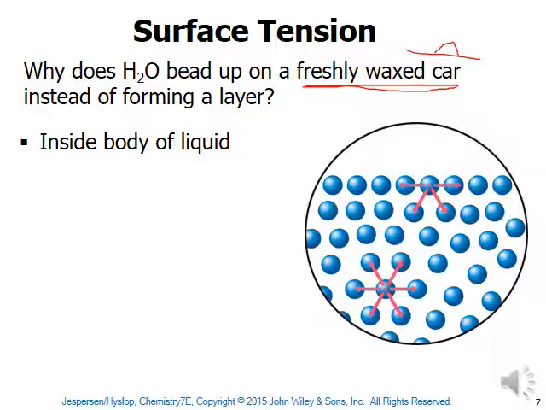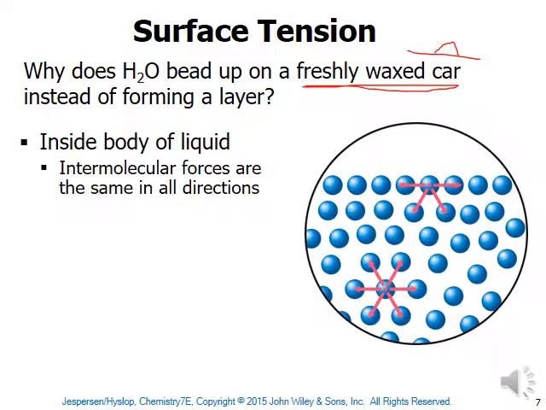Okay, the primary reason is that inside the body of the liquid, the intermolecular forces are the same in all directions. So that's like this guy right here, and this guy's connected to this guy, and this guy's connected, and so forth. And so the guys in the middle are all connected really well in all directions. If you notice, this is round, and it's three-dimensional, so it's a sphere.